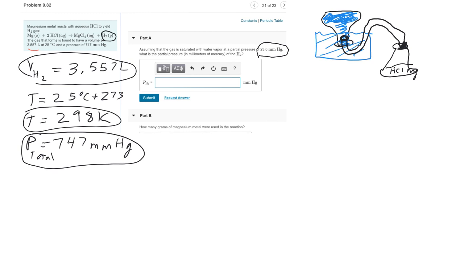As hydrogen gas is generated, it begins pushing water out of the flask, right? The hydrogen gas is lighter than the water, so the hydrogen gas goes into this flask and pushes the water out.